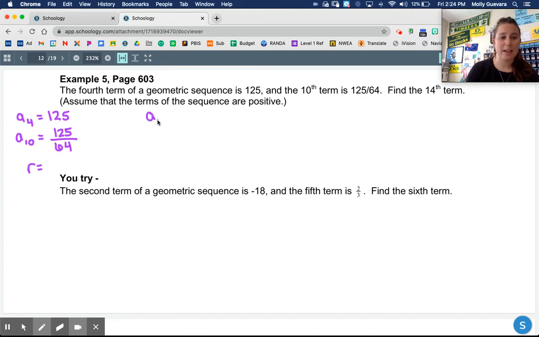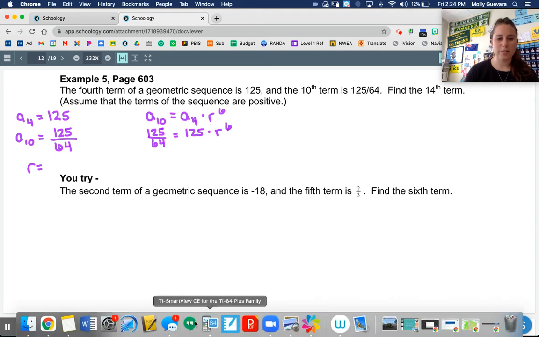I'm going to say, hey, the 10th term is just equal to the fourth term, right? It's the fourth term times r, times r, times r, times r, times r, right, until I get to 10. So it's the fourth term times r, and then the difference there is 6. So r to the 6th. So I'm going to just plug this into my calculator. So 125 over 64 equals 125 times r to the 6th.